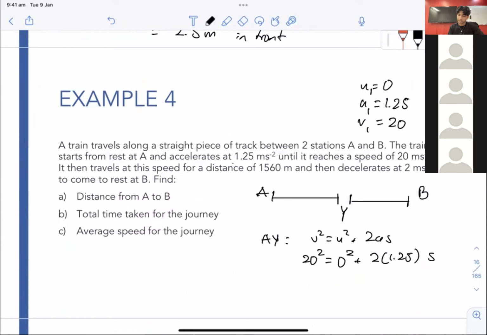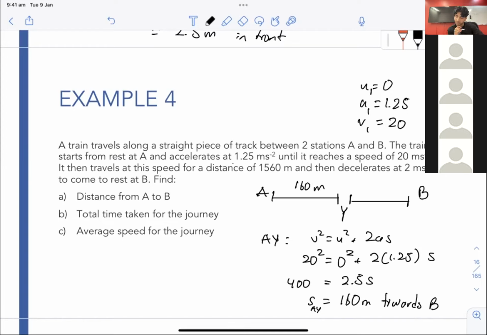Now, if we rearrange that, we're going to get 400 equals 2.5 S. And then S equals 160 meters towards B. So I'm going to call this S_AY. That's the displacement from A to Y, which is going to be 160 meters.